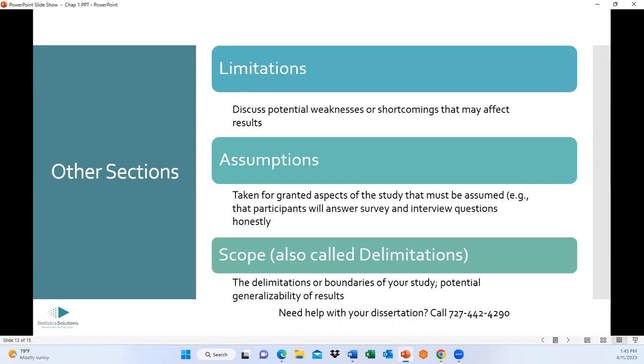And usually in this section, or sometimes in the limitations, they want you to talk a little bit about the generalizability of your study. That means, you know, how likely are your results to generalize to the larger study population? If your study's quantitative, your results might generalize well, and there's things that affect that, like the sample size, right?